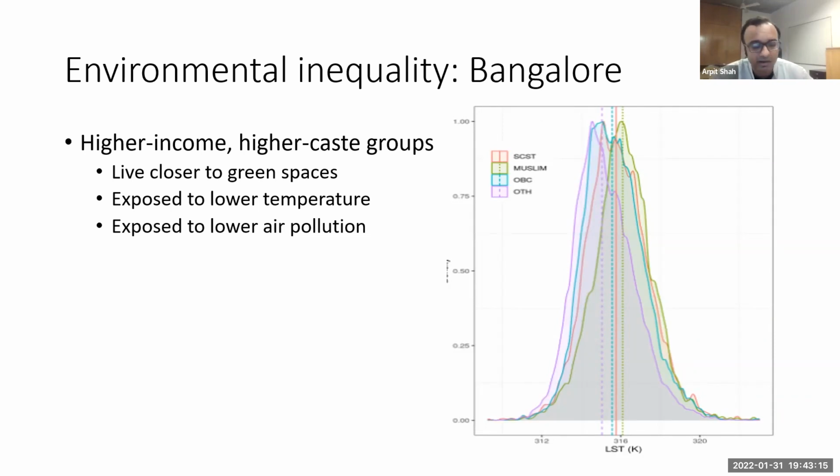And this is just for Bangalore. They are exposed to higher levels of temperature in summer as compared to others, which is the traditionally higher castes and OBCs, the purple and the blue curves. This happens because residences in Bangalore are segregated. Different groups live in different parts of the city, and hence they are exposed to different levels of environmental goods and bads. Broadly, what we are finding is that higher income, higher caste groups, and also religion should be mentioned, live closer to green spaces and are exposed to lower temperatures. They are also exposed to lower air pollution.